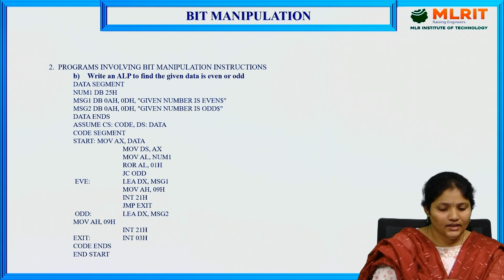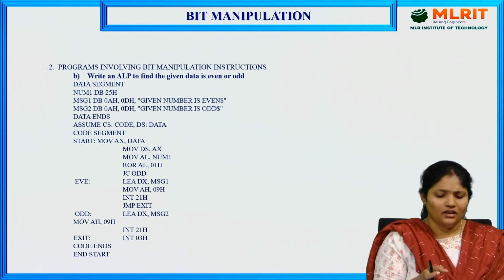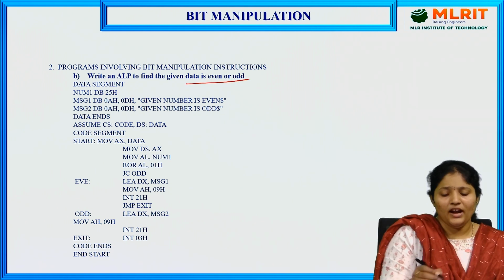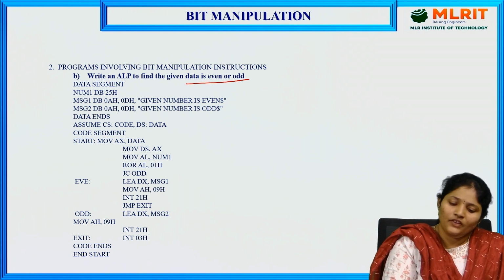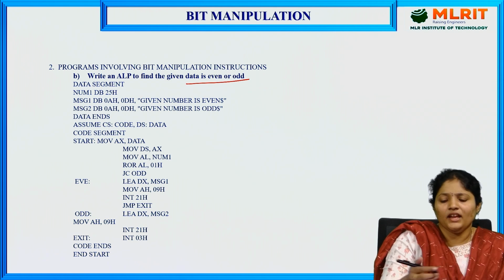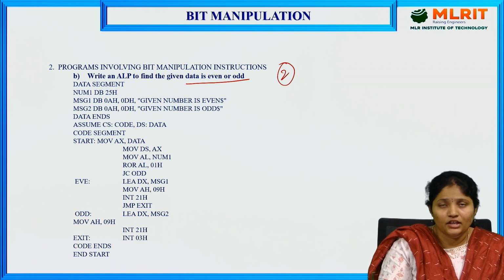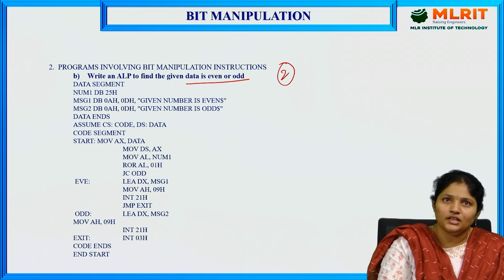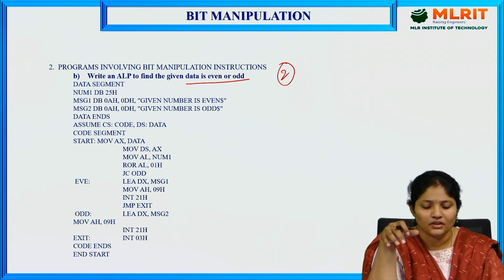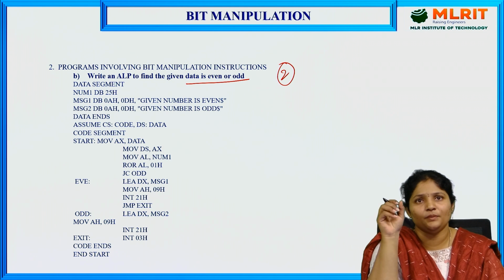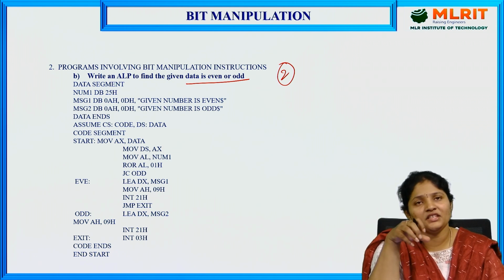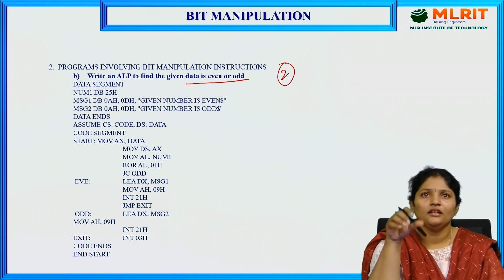Next, coming to the next program, here it is to identify whether the given number is even or odd. So how to identify? In the case of decimal numbers, we can divide the number by 2. If a remainder is there, then you can say that the number is an odd number. If the remainder is 0, you can directly say that the number is an even number. That is for decimal numbers, but here we have binary numbers. How do we identify whether the given number is even or odd in binary numbers?